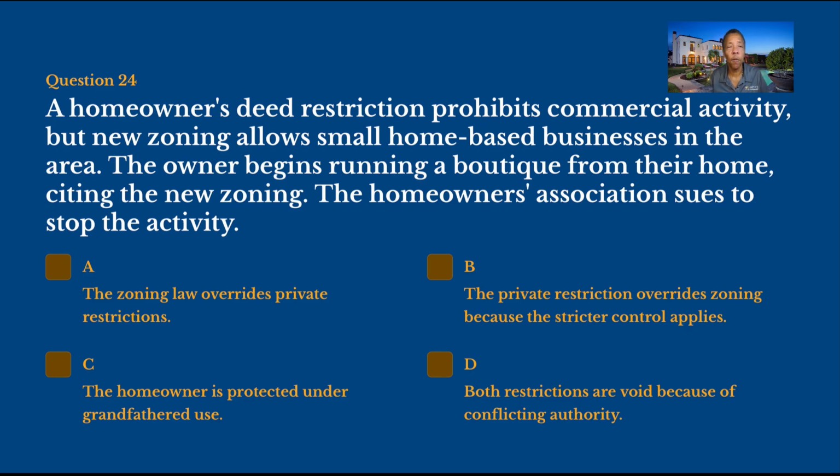Number 24. A homeowner's deed restriction prohibits commercial property, but new zoning law allows small home-based businesses in the area. The owner begins running a boutique from their home, citing the new zoning. The homeowners association sues to stop the activity.